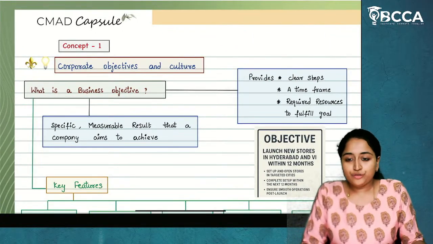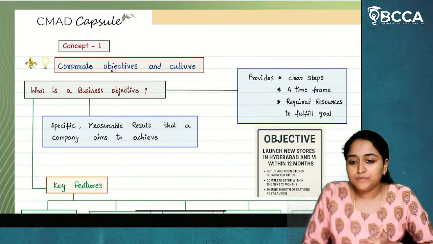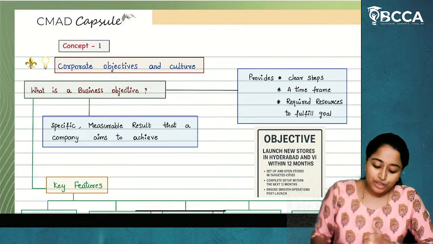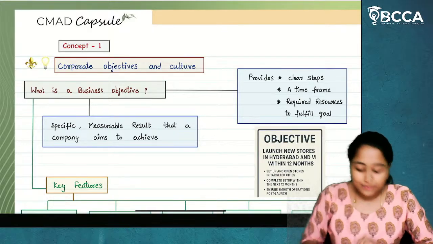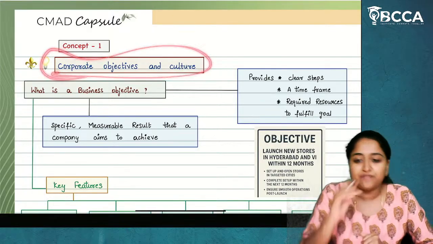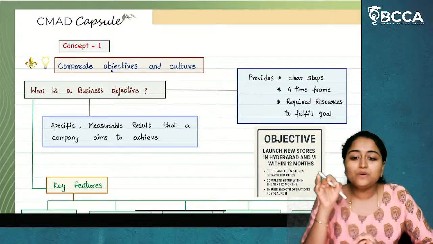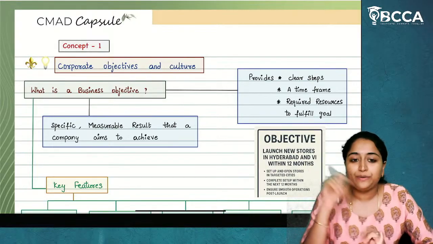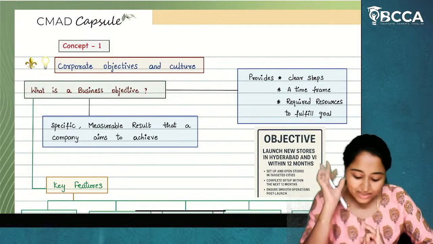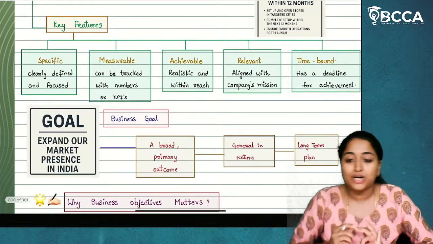Now we are moving on to the first concept of unit 3, which is management audit in different functions. Now, what is the first concept? The first concept is about corporate objectives and culture. Now, in this, you have to understand a major difference between an objective and a goal. Now, what do we call an objective? Now, what do we call a goal?